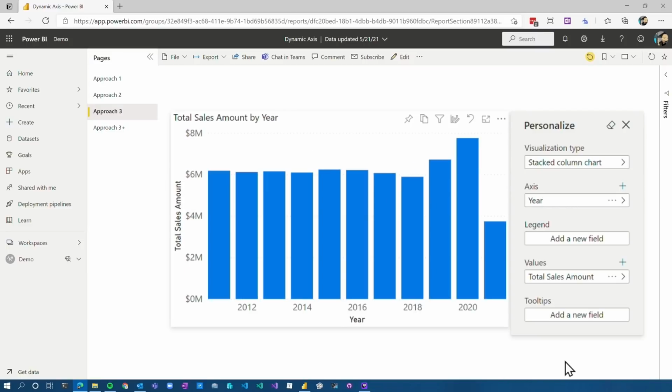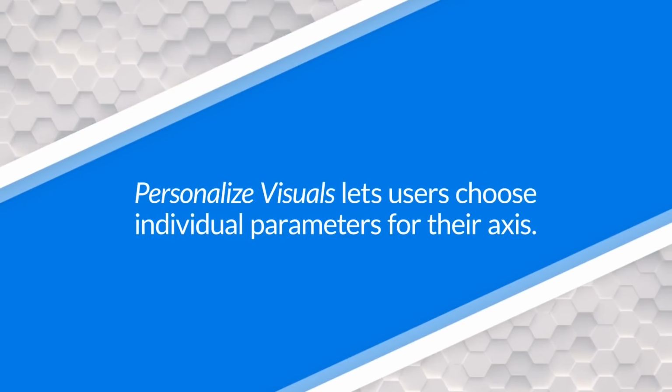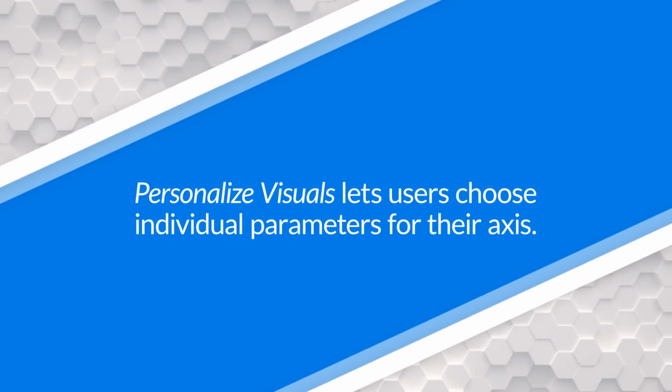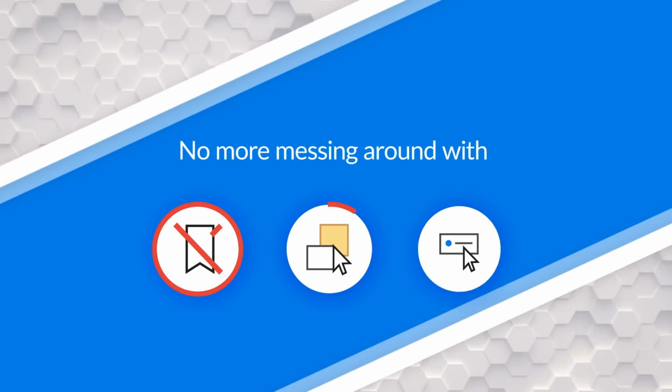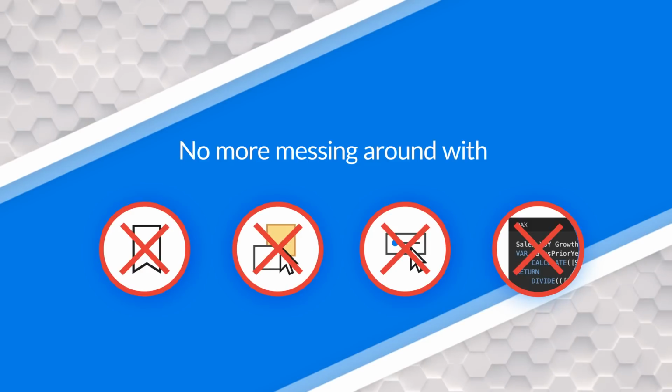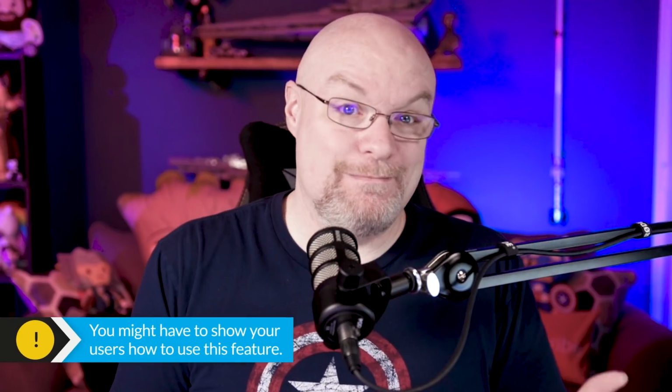That's bananas. So now I can use personalized visuals to actually allow the users to select what they want. Don't have to mess around with bookmark selections and buttons. And I don't have to write all of this complicated DAX that may actually impact performance. I can just use personalized visuals. Maybe there's a little education to let them know that it's there, but yeah. When I showed this on the live stream, there were a lot of folks that were like, wait, what was that? A lot of people don't know about it, but this is a great option for you.